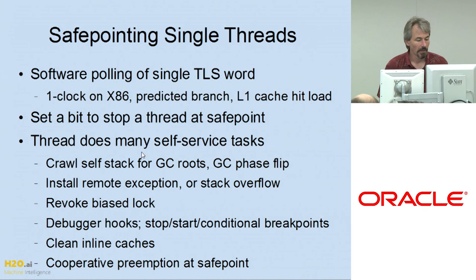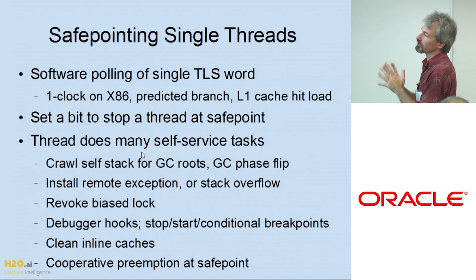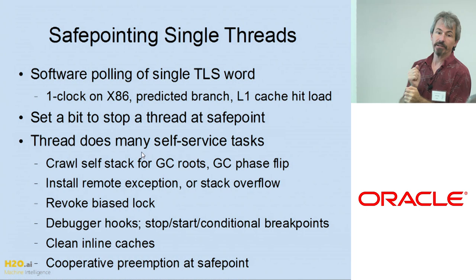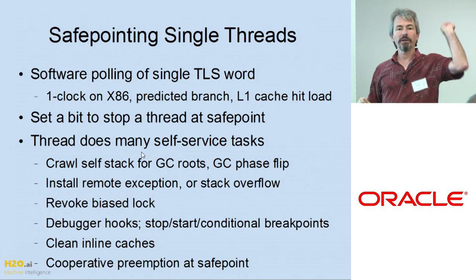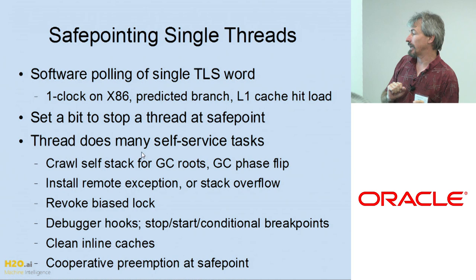With that notion that we can get at thread-local storage quickly, we came to the notion that we could stop individual threads with just software polling, where each thread asks his own thread-local storage, should I stop now and do something? And if he does, he discovers he has some self-service tasks to go do. Common case would be like crawl your own stack for GC roots, or maybe just flip all the bits on the pointers. Maybe you got told you took an exception. Some other thread threw a Thread.death at you. Well, you're only going to install it at a safe point, but now you have to begin throwing an exception where you had no idea you would ever throw it before. Or you get a stack overflow, or an out of memory, things like that. You get these horrible exceptions.